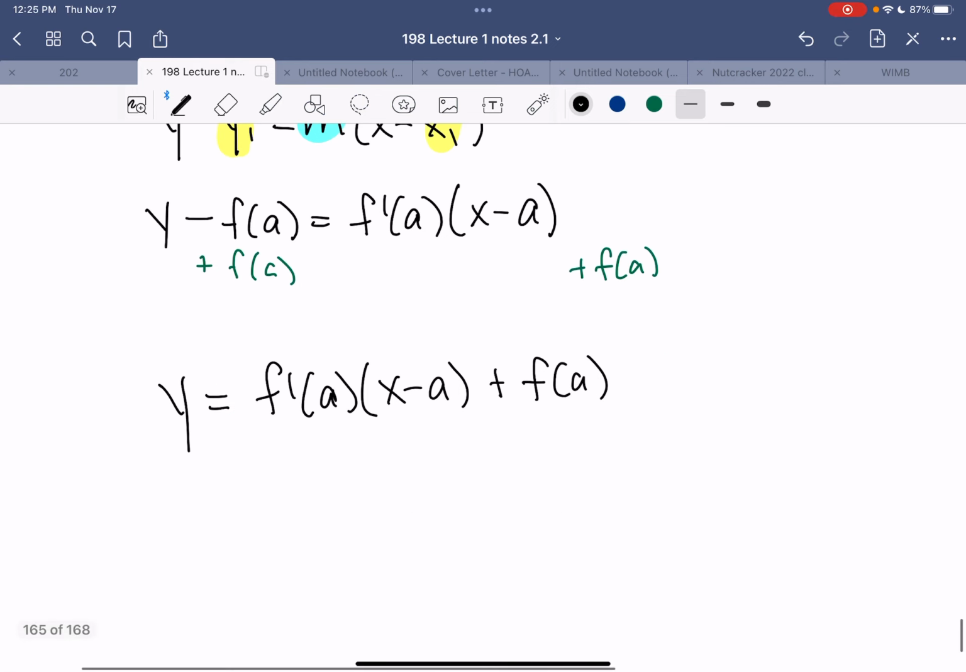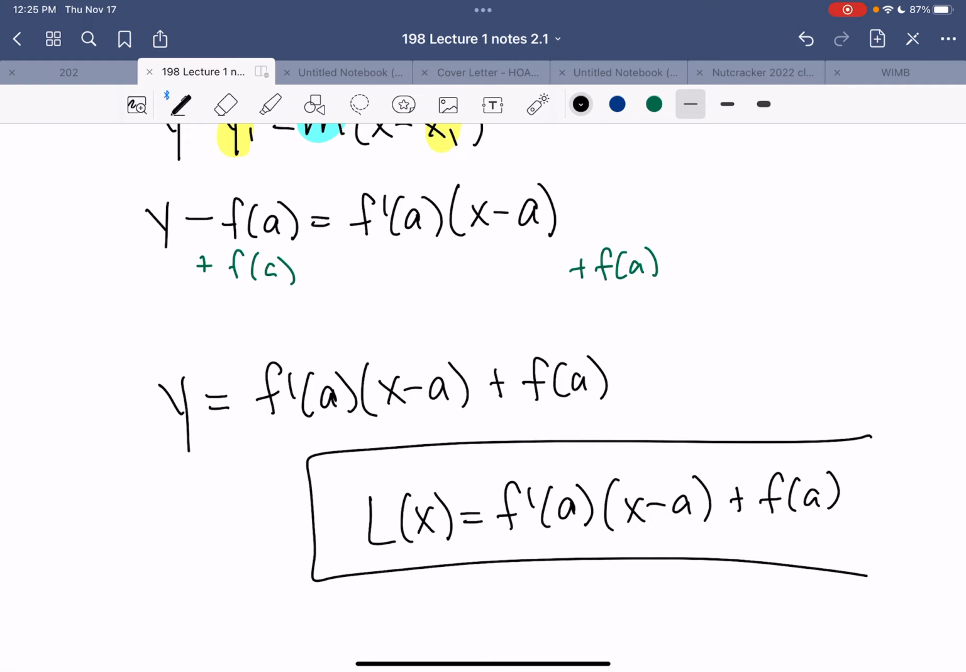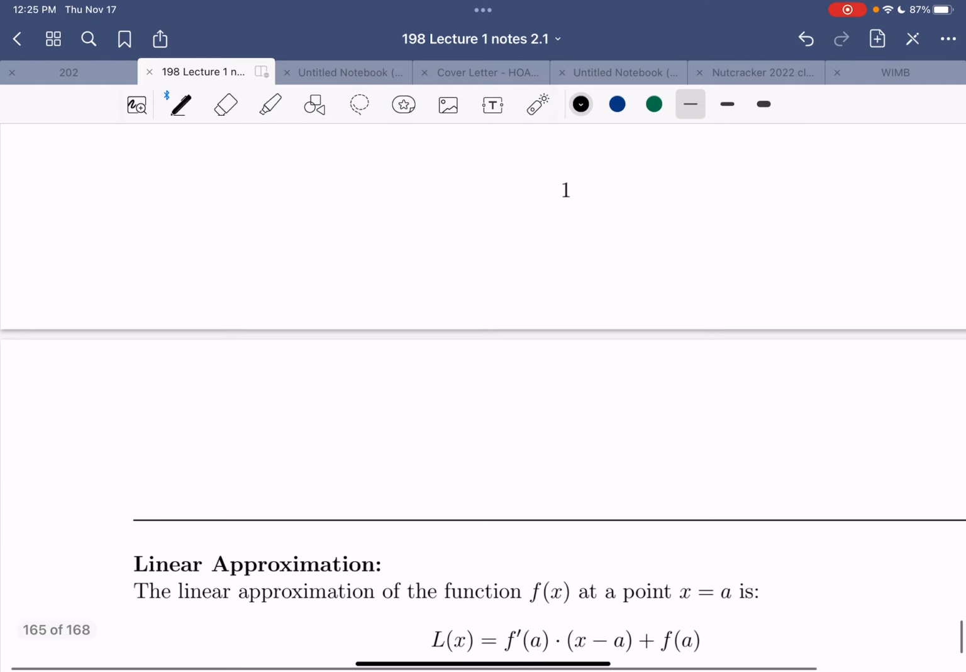And this is what we're going to call the linear approximation. So we call it L of x instead of y. So f prime of a, x minus a plus f of a. Okay, and that's where it comes from. And you'll notice on the next page, I stated that for you.